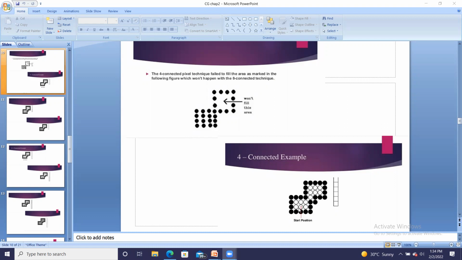Now I will start coloring from this seed point. Suppose this is your seed pixel. What happens in the 4 connected region is I am able to color only these 3. See here, this is your seed point. So I will color it first and I will push only the 4 connected pixels onto the stack.